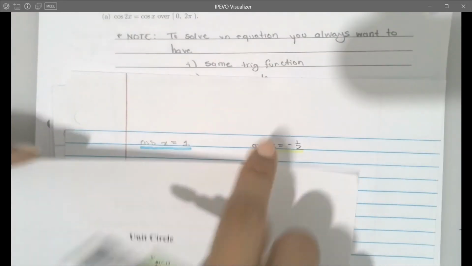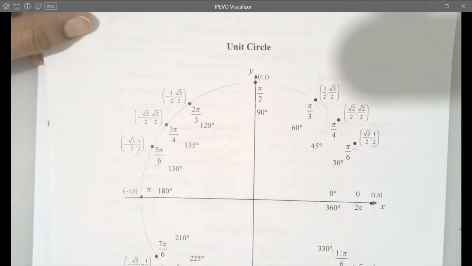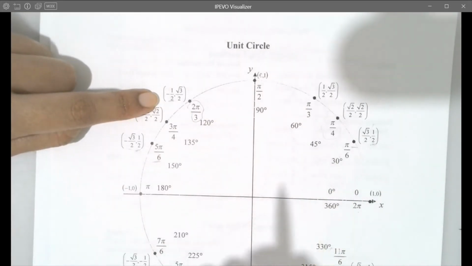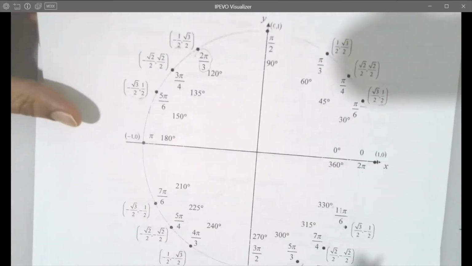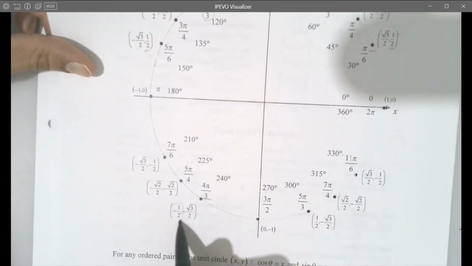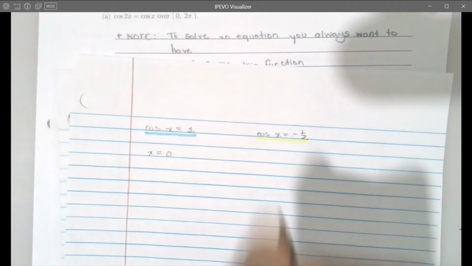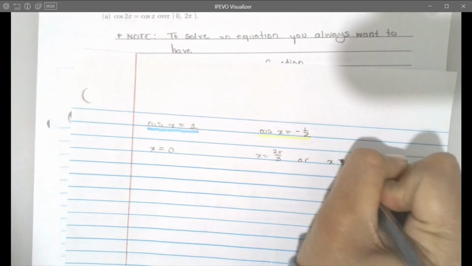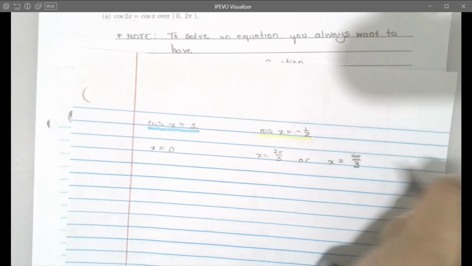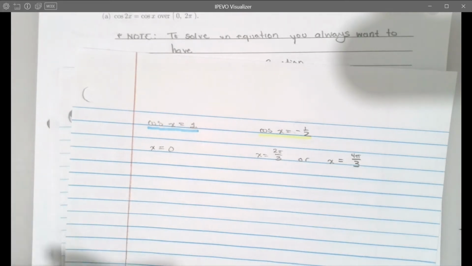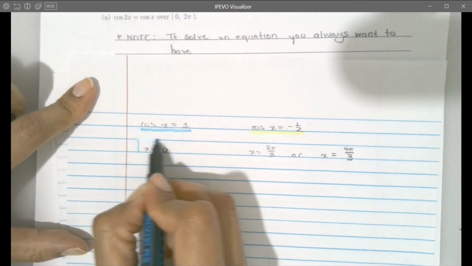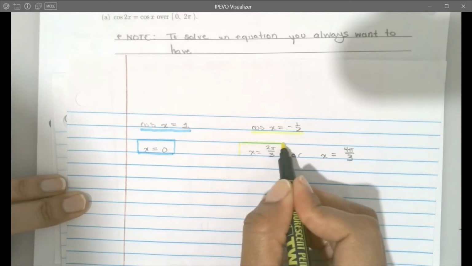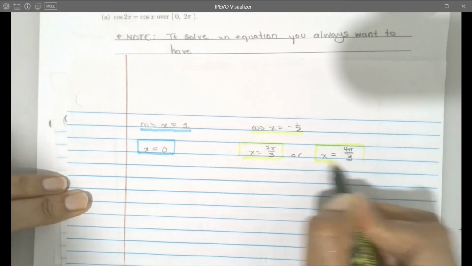Now for negative 1/2, we want to look at all the angles that have a negative x value, not to be confused with this x, but an x coordinate that is negative and that it's 1/2. So that is going to happen here at 2 pi over 3. It's also going to happen here at 4 pi over 3. Right, so we get x is equal to 2 pi over 3, or x is equal to 4 pi over 3. And so we have 3 answers that satisfy the equation in the interval 0 to 2 pi.